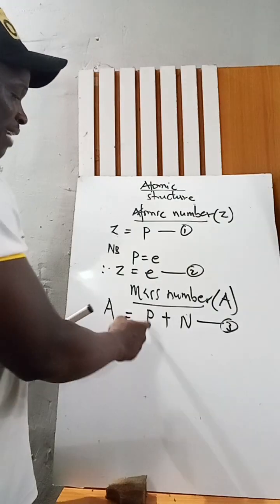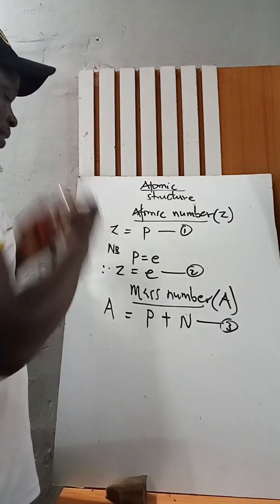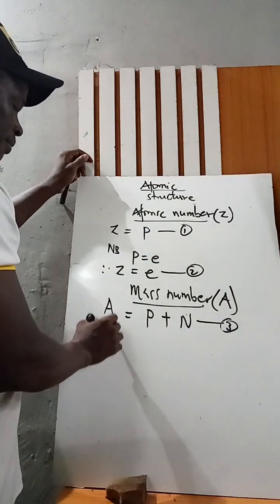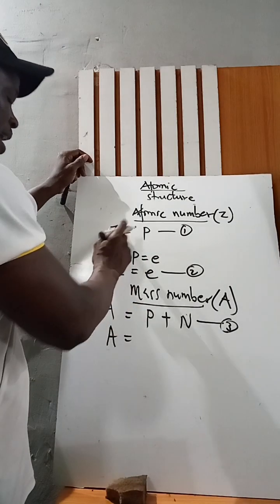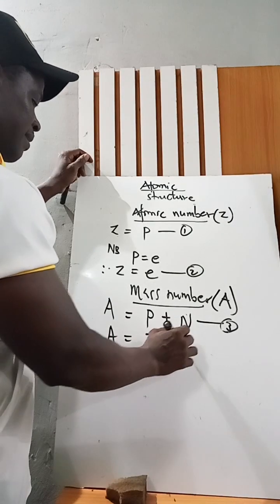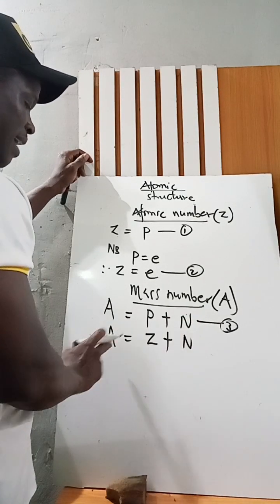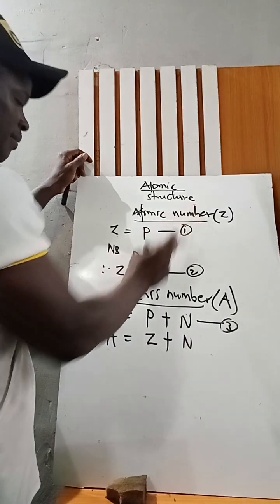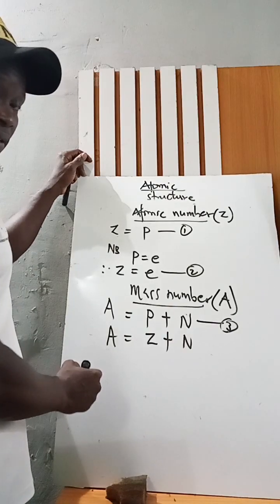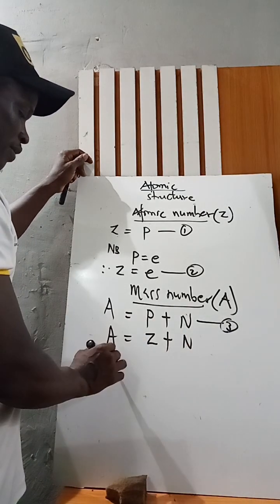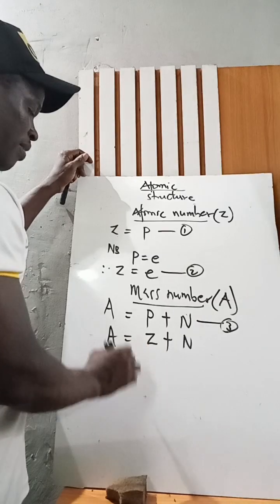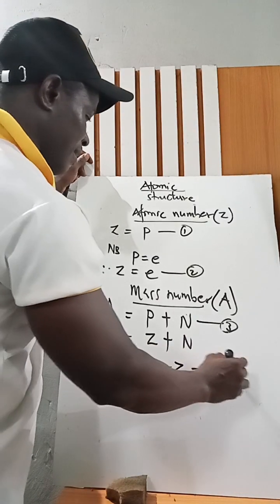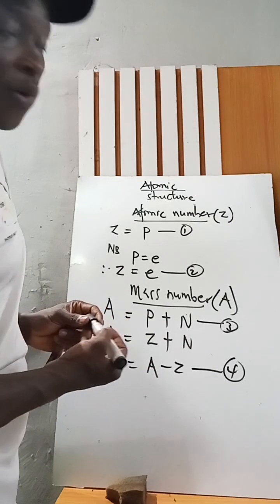Or you say the addition of the 2. Now remember that from equation 1, Z is equal to P. I can remove this P and put Z, and say A equals Z plus N. Z represents atomic number, while N is the neutron number. So what can I do from here? Make N the subject of the formula. You can have N equal to A minus Z. I call that one equation 4.